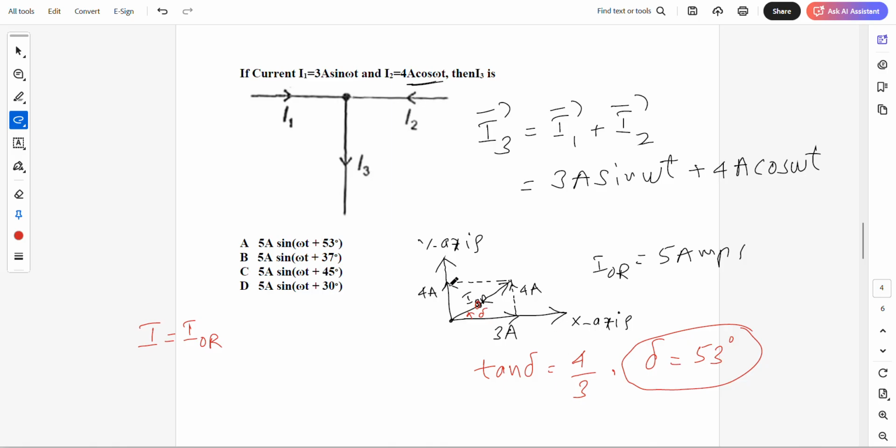This is between the positive x-axis and y-axis. I can write this as sine of omega t, right? How much is the angle? Plus delta. Okay, now substitute.